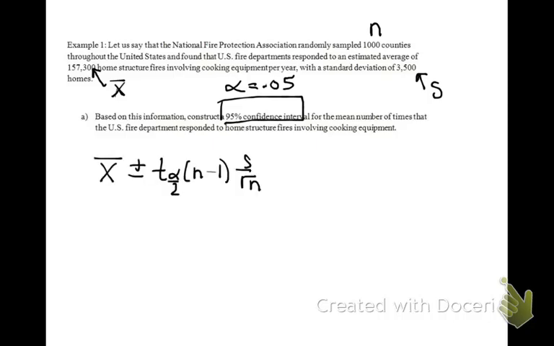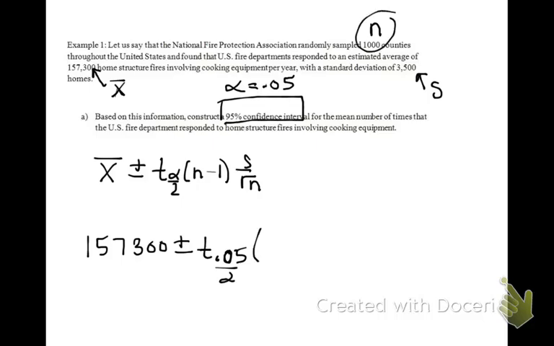Here's your confidence interval formula. Let's plug in our numbers. x bar is 157,300. From here, we will add and subtract a t-value with an alpha of 0.05 divided by 2 and n, 1,000, minus 1 degrees of freedom, times the standard deviation divided by the square root of n.